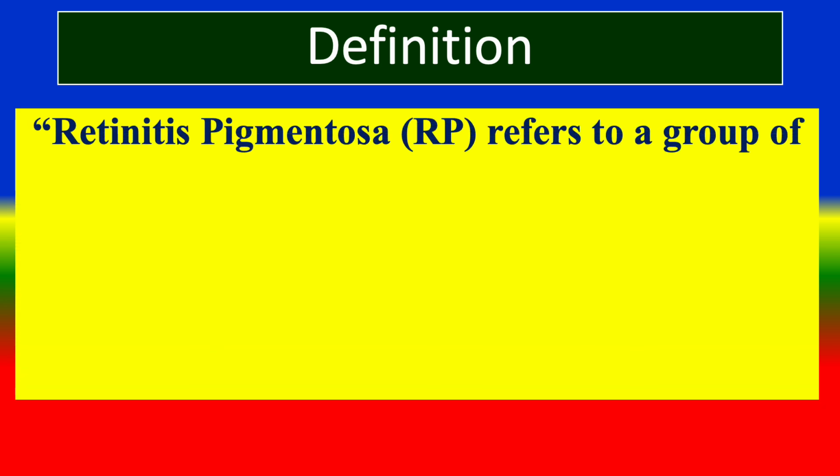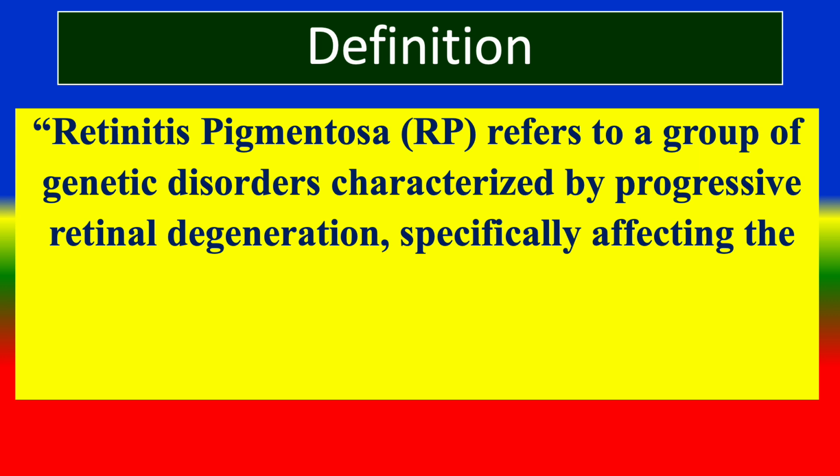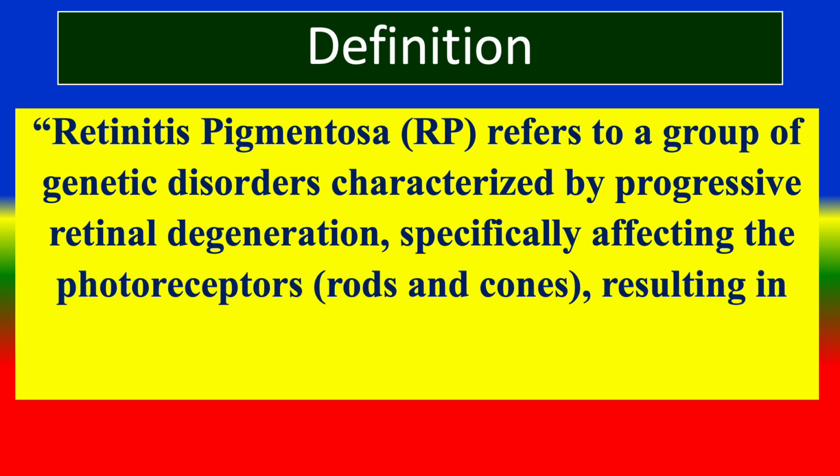Definition. Retinitis pigmentosa refers to a group of genetic disorders characterized by progressive retinal degeneration, specifically affecting the photoreceptors, rods and cones, resulting in visual impairment.